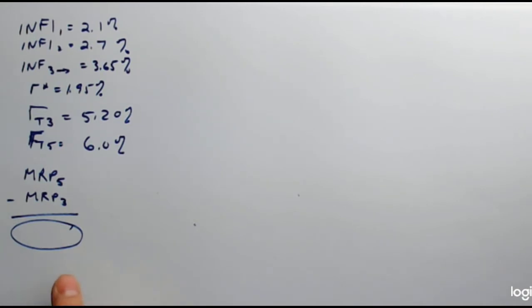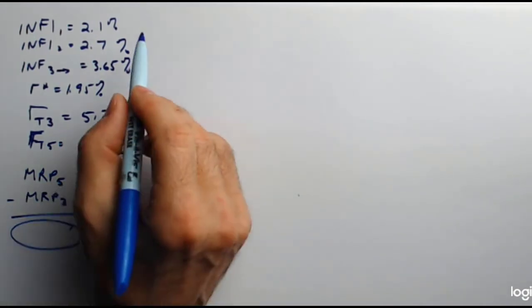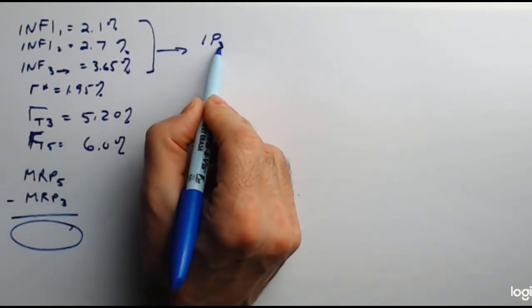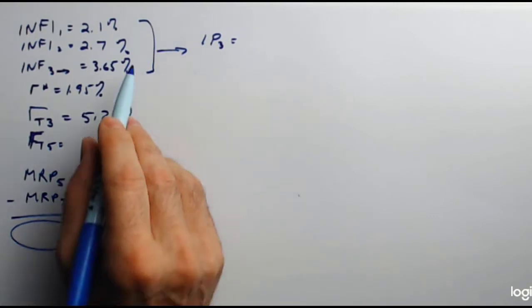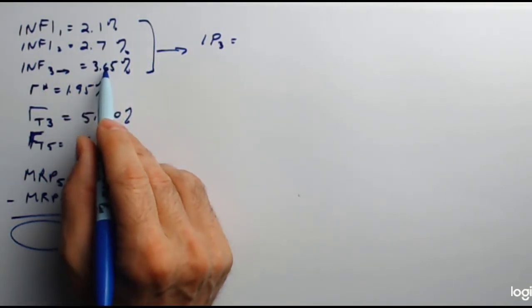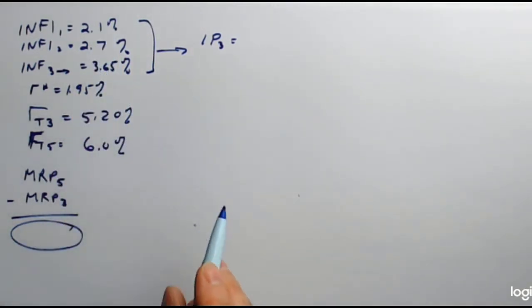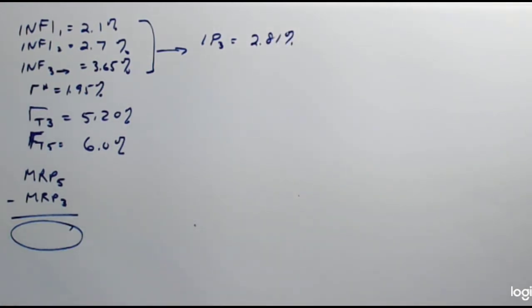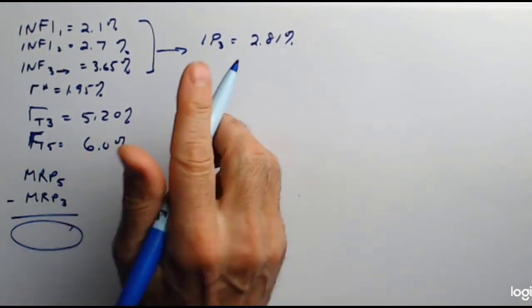Now, that looks kind of hard, but let's first get a handle on what we're doing here. Let's first take this information and compute IP3. And that's pretty easy because it's just the average of these three numbers. And so IP3 is 2.81%. Now the question becomes, what is IP5?